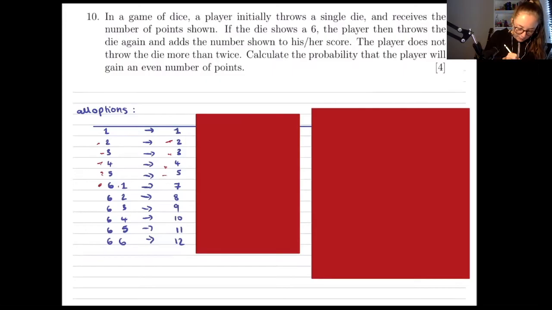So they can roll a 6 and a 1 to get a 7. They can roll a 6 and a 2 to get an 8. They can roll a 6 and a 3 to get a 9, a 6 and a 4 to get a 10, a 6 and a 5 to get 11, and a 6 and a 6 to get a 12.